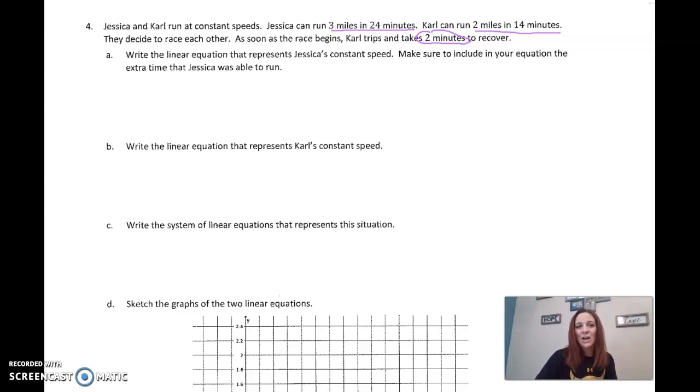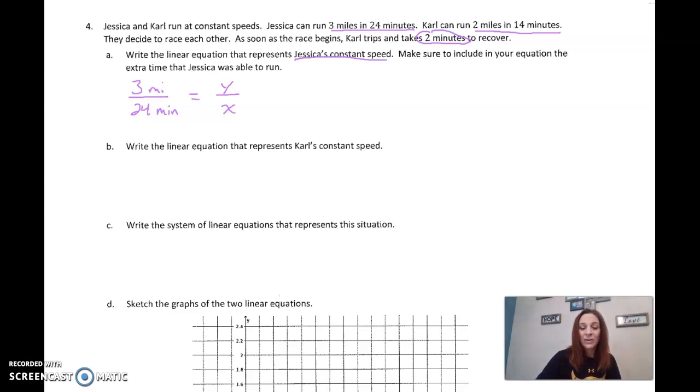All right, so it says write a linear equation that represents Jessica's constant speed. Make sure to include in your equation the extra time that Jessica was able to run. So let's just set up the equation and then I'll talk to you about how she gets a 2-minute head start basically. Speed, distance over time, 3 miles in 24 minutes. Now, remember, we always set that equal to y divided by x, right? Distance divided by time.